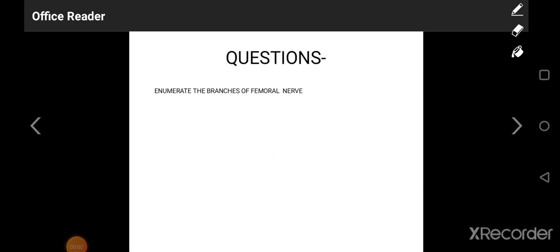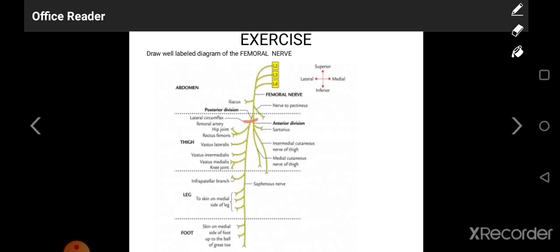Now the questions for this topic are: enumerate the branches of the femoral nerve. Here we will list all the branches of the femoral nerve. We have discussed earlier that the femoral nerve has two divisions, anterior and posterior. So we have to enumerate all the cutaneous, muscular and articular branches from the anterior as well as posterior divisions of the femoral nerve, and the related applied anatomy. In this we also have to draw one line diagram to show the branches of the femoral nerve.